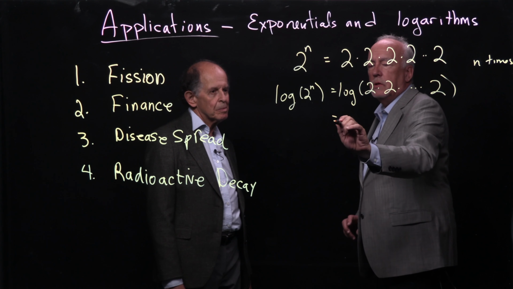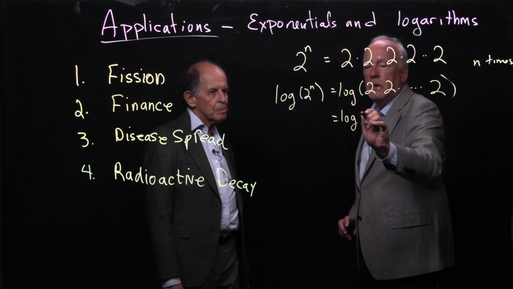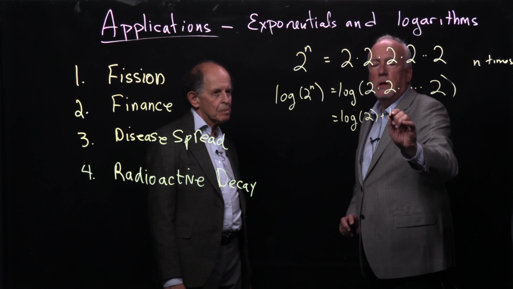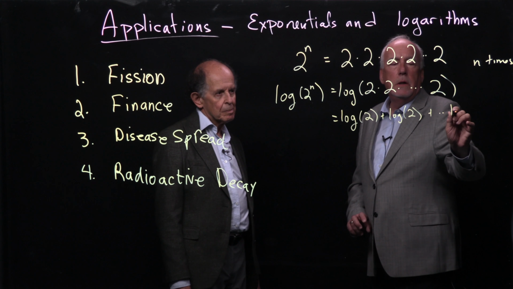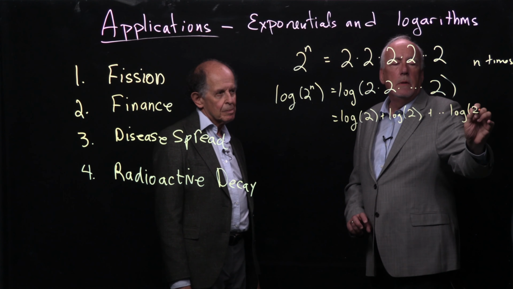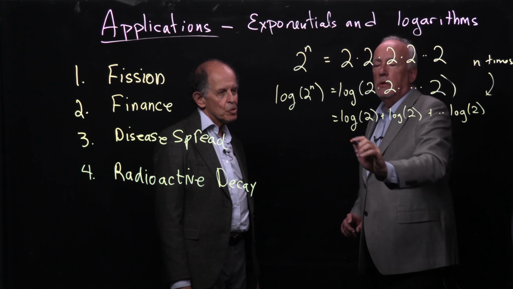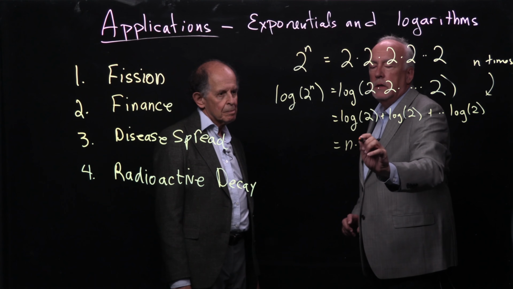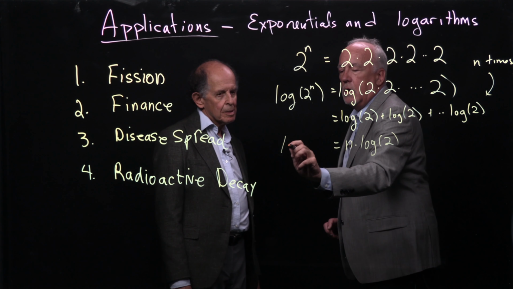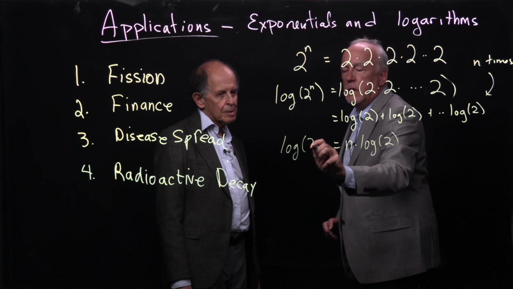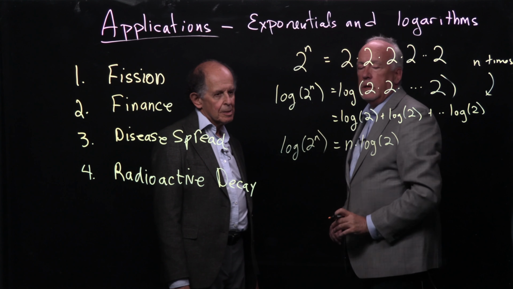Now, each of those products becomes a sum. So log 2 plus log 2 plus, and again, there's n times, right? Yeah. So I can simplify that to n times log 2. So log of 2 to the n is equal to n times log 2.